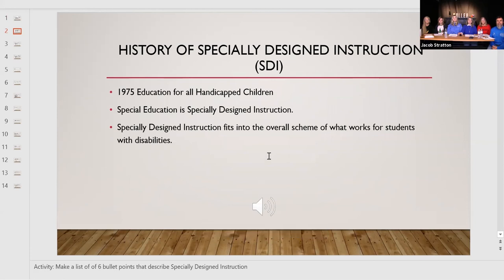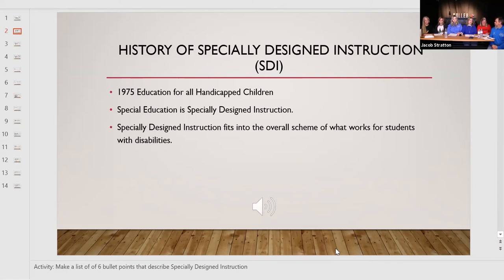Okay, so when we're looking at the history of specially designed instruction, some of us can remember that in the mid-70s, we had what they called PL 94-142. That was a public law that was written for handicapped children. Now, we don't even use the word handicapped. Within that law, it talked about what we needed to have for those students to succeed, and one of those was specially designed instruction. So we must have that specially designed instruction for those kids, and it must be written into their IEP, and the teachers must understand how to do those as well.